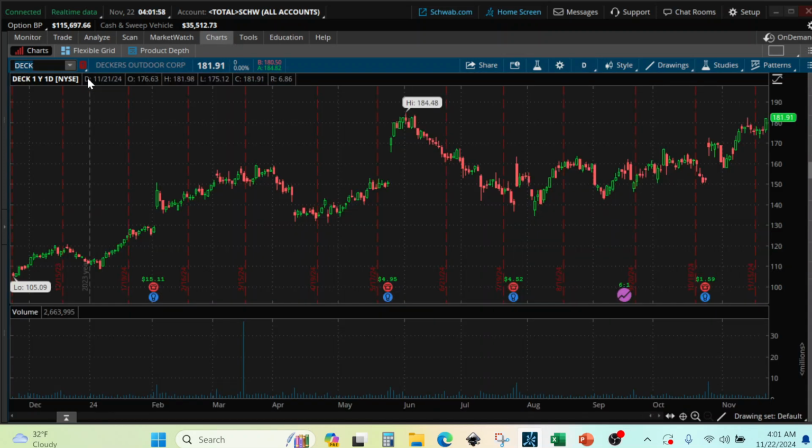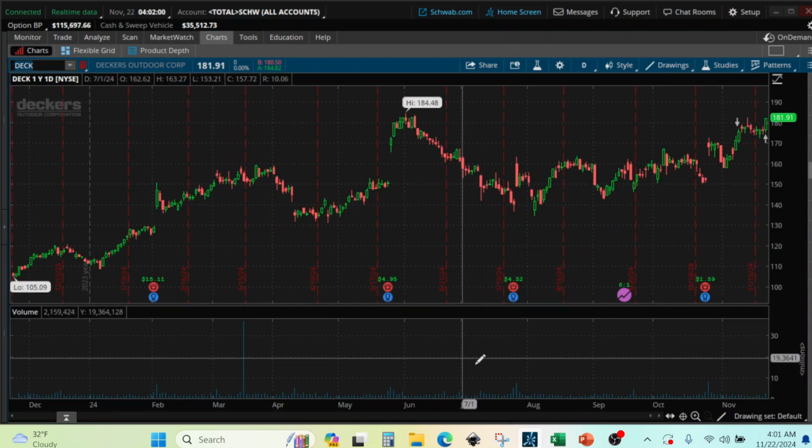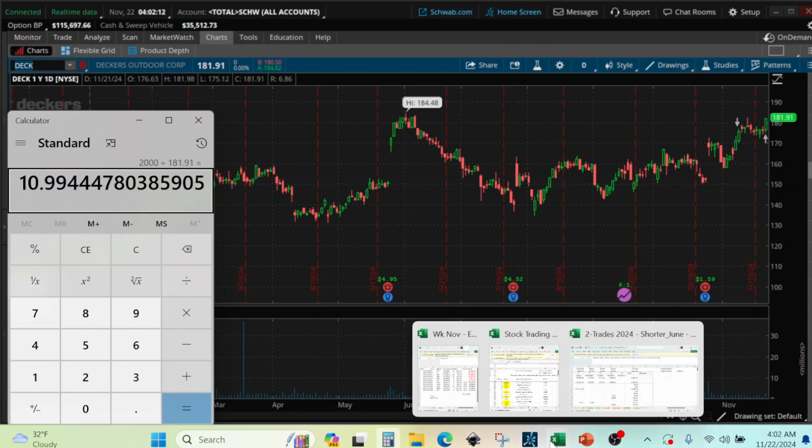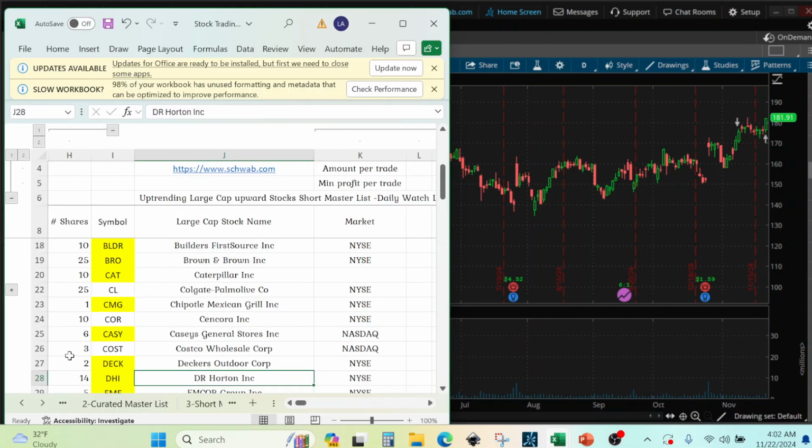DECK, 191. So we'll do 2000 divided by 191.91, whatever, 10. Okay, so this number of shares, that's something I take a look at. And when I'm going to buy a stock, like those two that we highlighted, FI and NVDA, I'll just take a look at the number of shares, and I'll place an order.